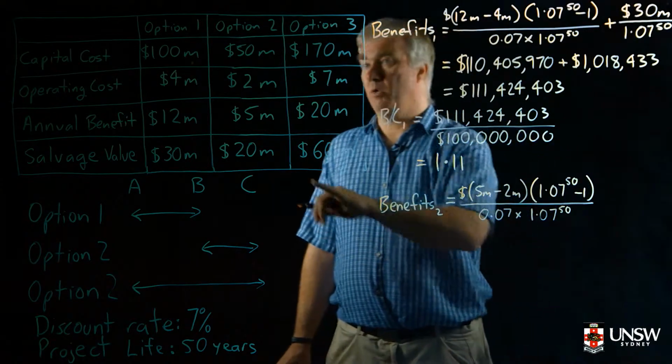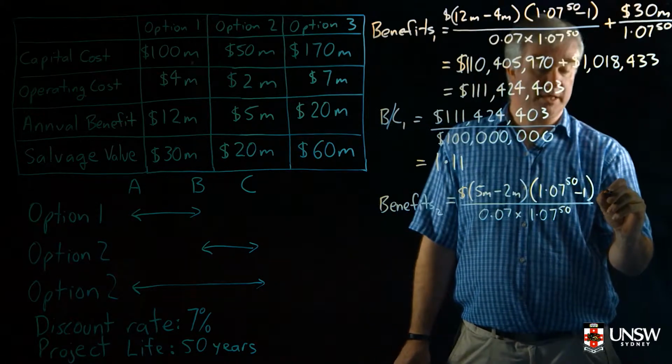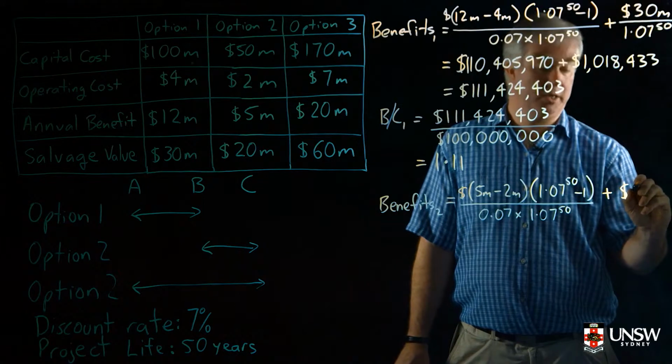As before, we need to be concerned about our salvage value. So that's all the earthworks we'll have left over. So that is going to be $20 million.